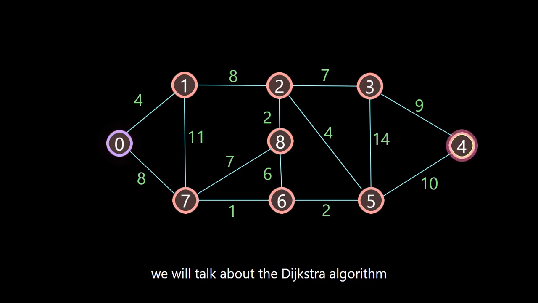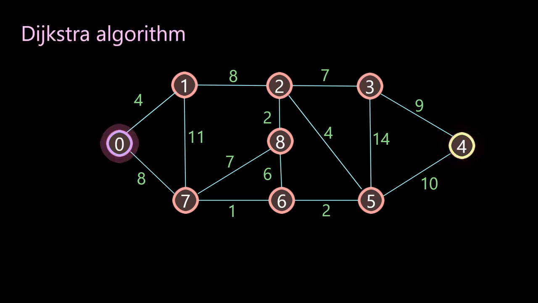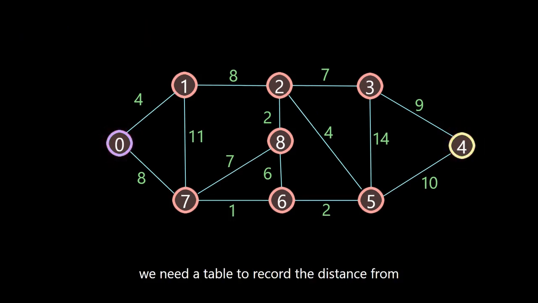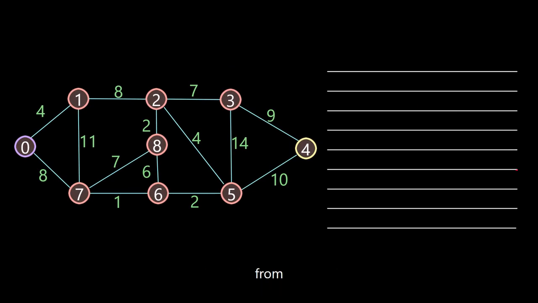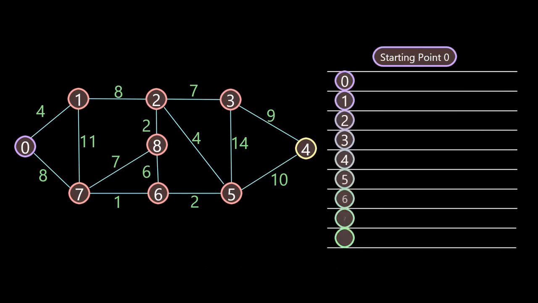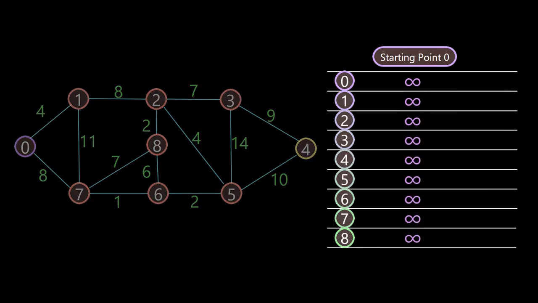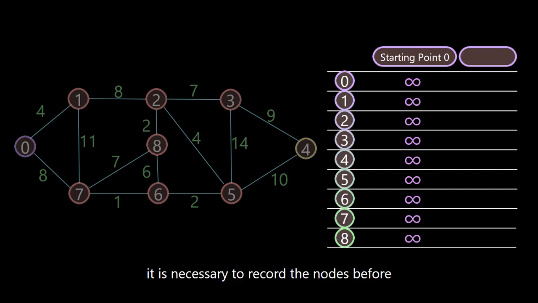Today we will talk about the Dijkstra algorithm. First, we need a table to record the distance from node 0 to all nodes. Both are infinite at the beginning. In addition, in order to record the shortest path, it is necessary to record the node before each node in the shortest path, which are now empty.